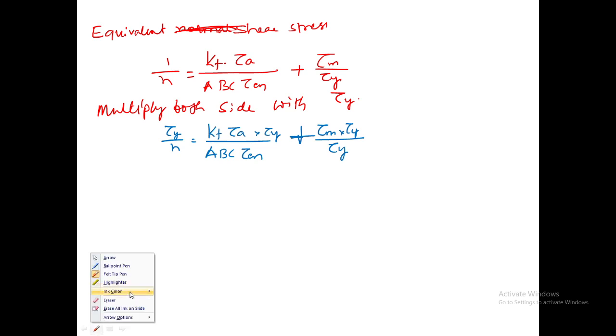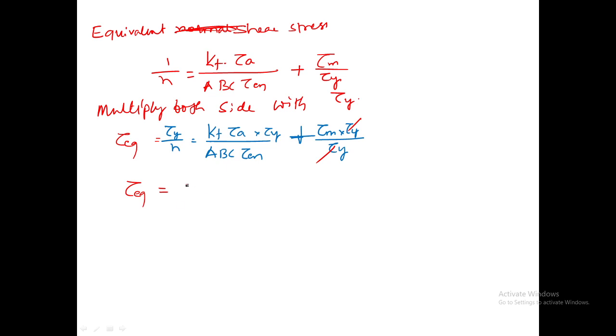Now, in this case tau y gets cancelled here. So now tau y by n is the allowable stress or permissible stress. In this case you consider it as the equivalent shear stress, that is tau eq. So now tau eq equal to, I will arrange the terms here, tau m plus kf into tau a divided by ABC into tau y divided by tau en.